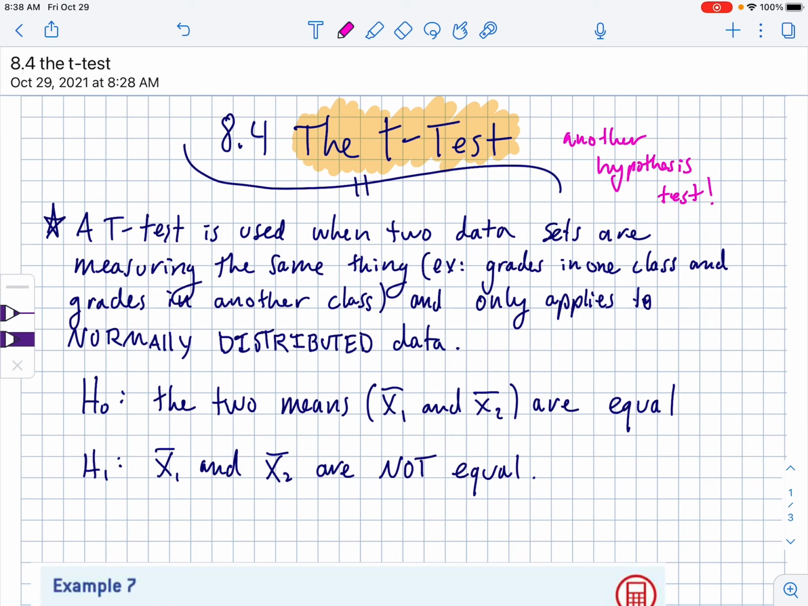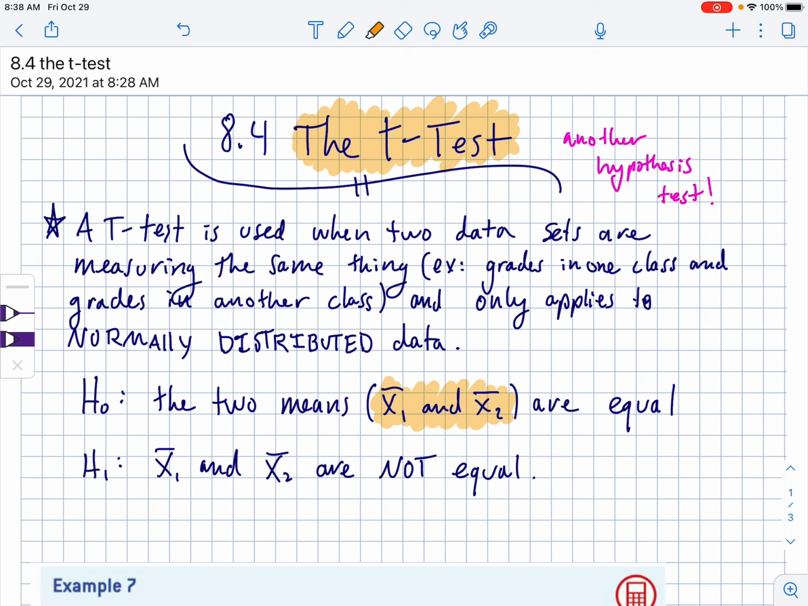Let's go ahead and talk about what a t-test is. A t-test is used when the two data sets are measuring the same thing. So a t-test wouldn't be appropriate if you were comparing caffeine consumption and gender or something like that, because they're two different parameters. But if you're testing two sets of data that are basically the same parameter, you can use a t-test to tell whether or not the two are significantly different. And what I mean by that is whether or not their means are different.